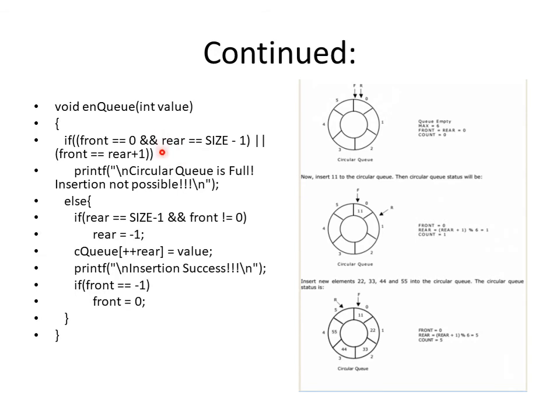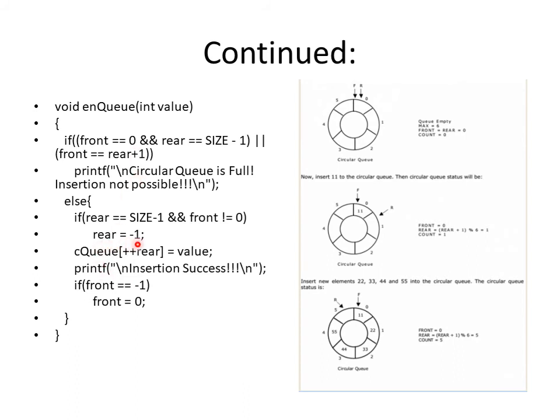If both conditions are true, then it will print "circular queue full and insertion is not possible". If this condition is false, then it will move to the else part, that is the false part. If r equals size - 1 and front not equals 0, both conditions should also be true. If any one is wrong, then this won't work, as I said above.